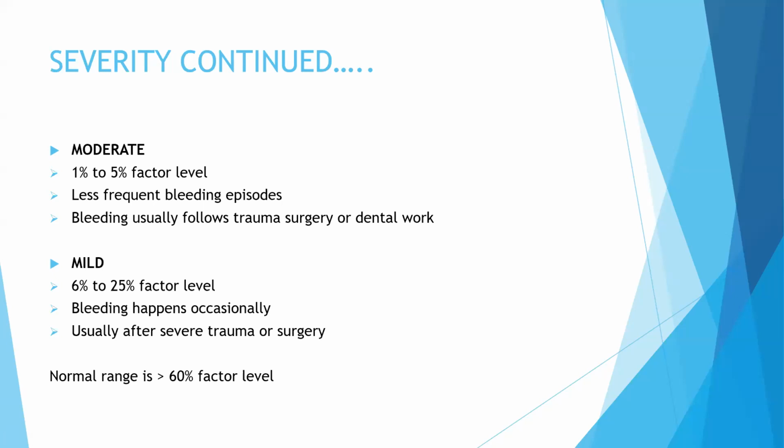Usually the normal range is between 50 to 150% in a normal human being, but in carriers, we find that they have between 40 to 60% of the clotting factor circulating in the blood.